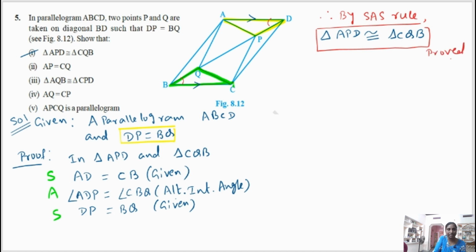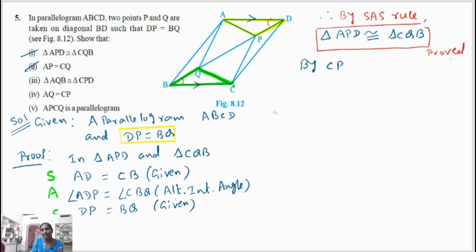Now, the second point is AP is equal to CQ. How can we prove this? Here, we will take the help of the first point. Now, we have just proved that triangle APD is congruent to triangle CQB. It means by CPCT, we can write AP is equal to CQ. So this is what we had to prove in the second point. We have proved it.